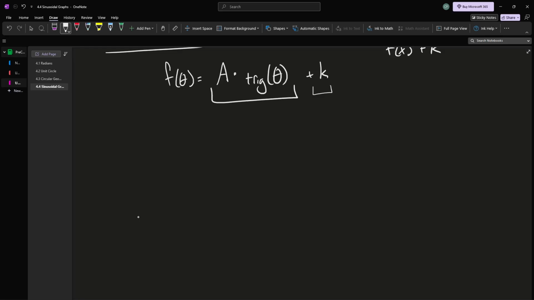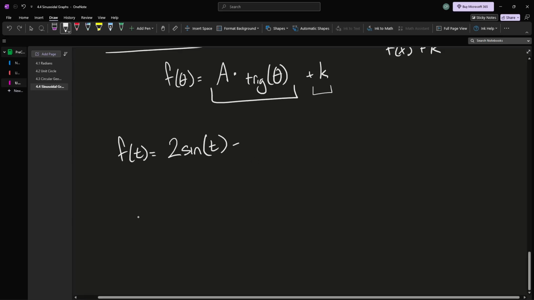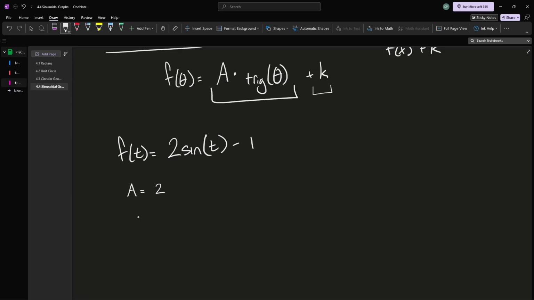So to graph this, we'll do a sine function now, where f of t, we'll try t, so it's not always theta. f of t is 2 sine t plus, let's say, -1. I want to shift everything down 1 unit. As always, I want to write, what's my amplitude? My amplitude is 2. What's my period? My period is unchanged, it's still 2 pi.